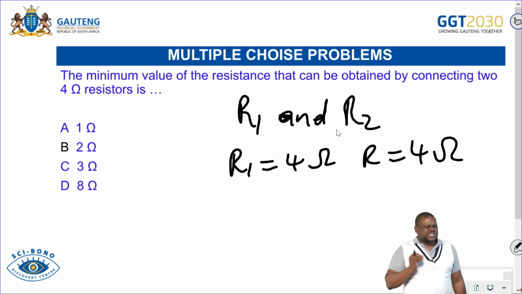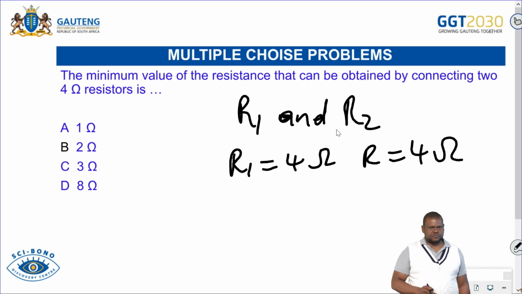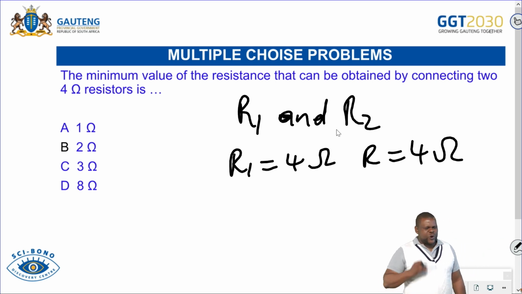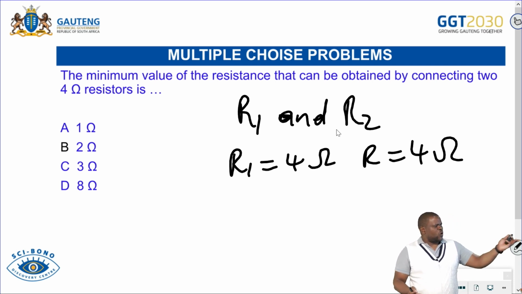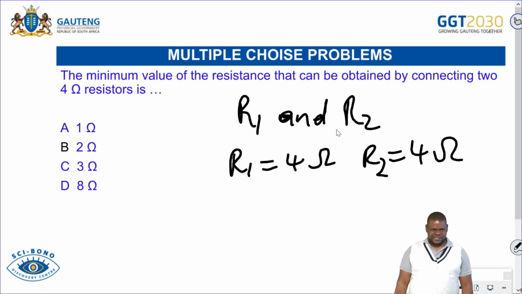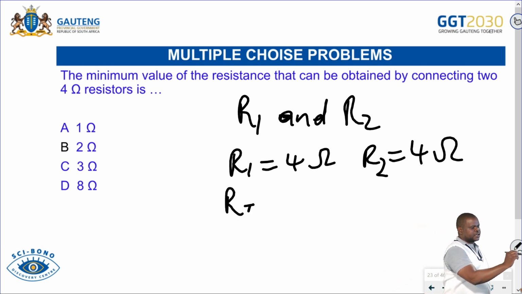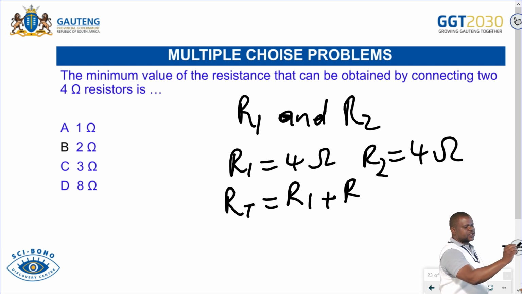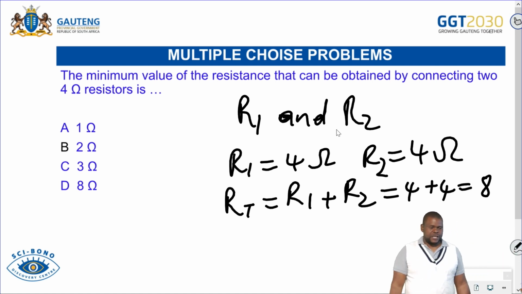Then, because they are looking for the minimum, that means the lowest amount that these two resistors can give us, which one is that? Because if we connect these two resistors in series, we know that series is going to give us RT equal to R1 plus R2, which is 4 plus 4, which is equal to 8. Is the 8 lowest from the given options? No, because the options that were given, A is 1, B is 2 ohms, C is 3 ohm, and D is 8 ohm. That means D from our option is already out because it's the highest.